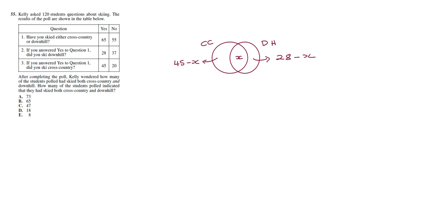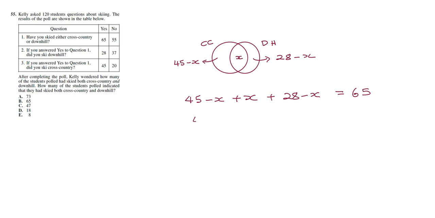So what we're going to do now is add up all of this, which should give us 65, the number that skied either cross country or downhill. So we have 45 minus x, which represents the number that skied only cross-country. We're going to add x, which represents the number that skied cross-country and downhill. And we're also going to add 28 minus x, which tells us the number that skied only downhill. And this should give us 65 students. So now let's simplify this.